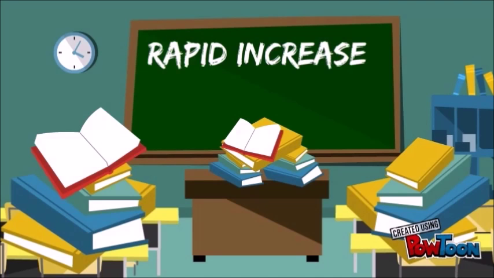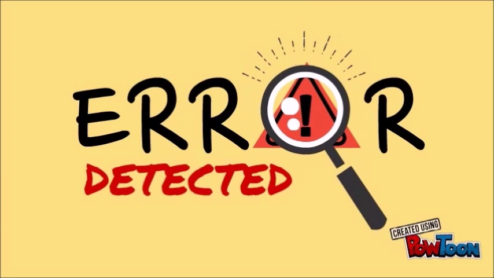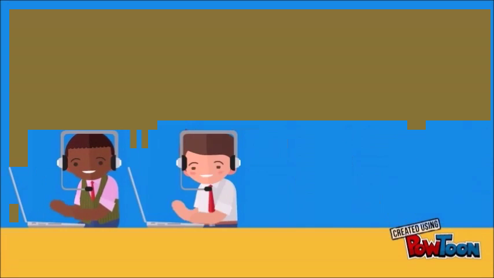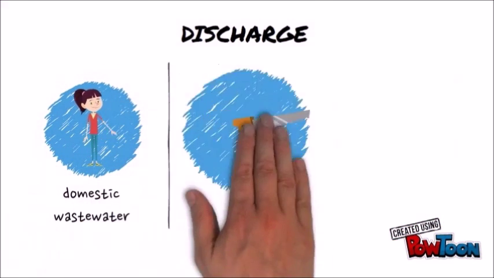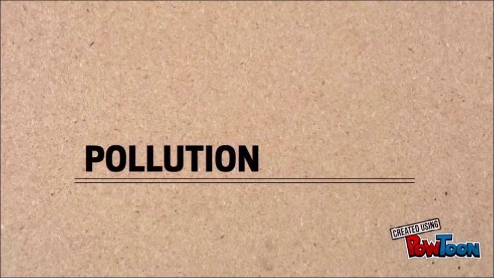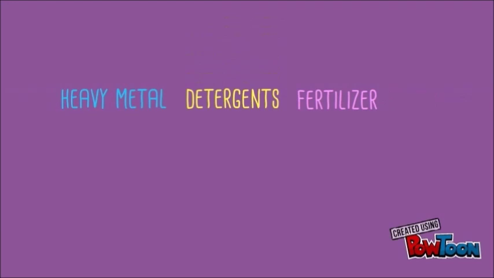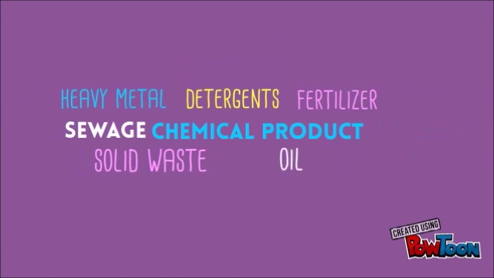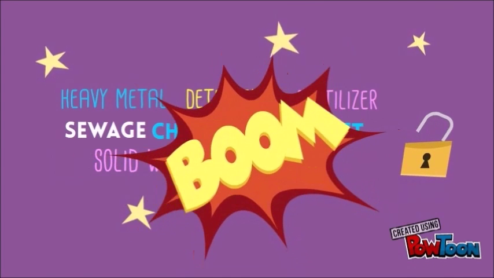The rapid increase in population, urbanization, and industrialization reduce the quality of Philippine waters, especially in densely populated areas and regions of industrial and agricultural activities. The discharge of domestic and industrial wastewater and agricultural runoff has caused extensive pollution of the receiving water bodies. This effluent is in the form of raw sewage, detergents, fertilizer, heavy metals, chemical products, oils, and even solid waste. Each of these pollutants has a different noxious effect.